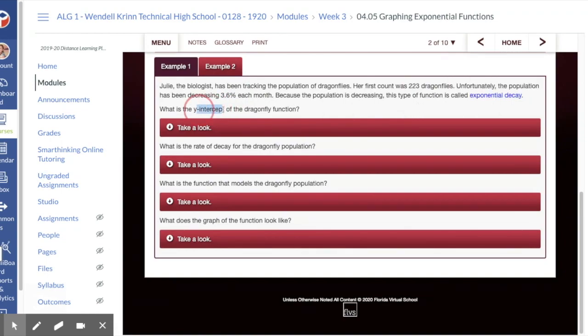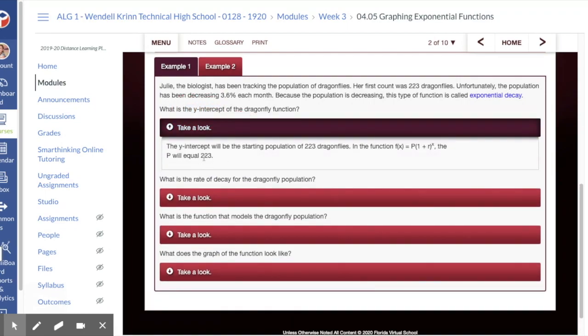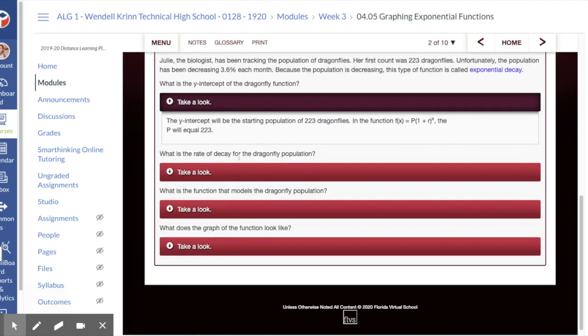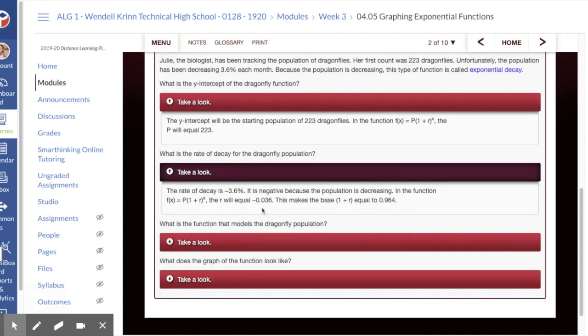The y-intercept, which is also the beginning point, is going to be your 223. The rate of decay, well, let's see, that's 3.6%. But then we have to go ahead and change it to 0.036. Remember, we move our decimal 2 spots to the left, and they just made it negative because we're decreasing, but you can also do 1 minus the rate. It's the same thing as adding negative. Okay, so minus rate is going to be the same thing as adding negative.